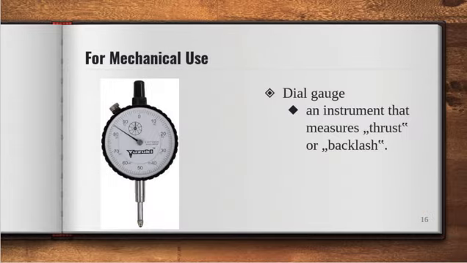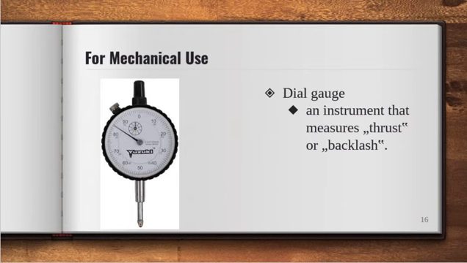Next, we have the dial gauge. The dial gauge is an instrument that measures the thrust or the backlash. Backlash is a result of force that comes from an abnormal clearance or gap between two parts, as in the differential gears. So when two parts wear out, slack is developed and backlash is the result of it.